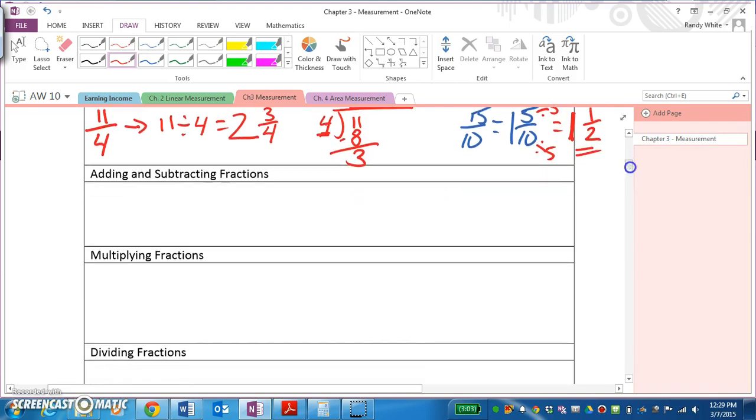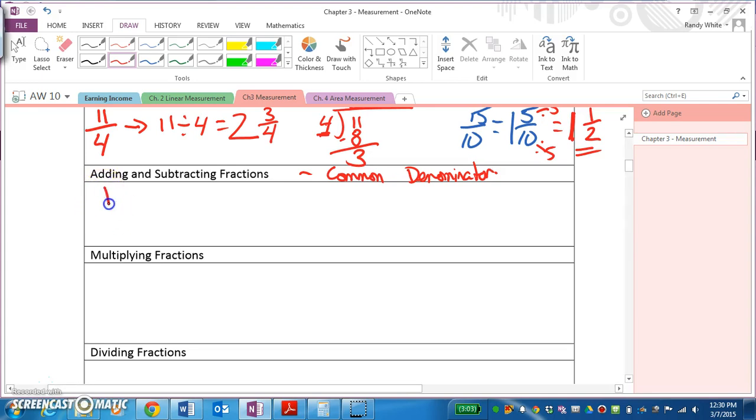Okay. Adding and subtracting fractions. These are probably the hardest ones of all. Okay. And in order to do that, what we need is a common denominator. So I'll show you a couple of ways to do this, depending on the actual question.